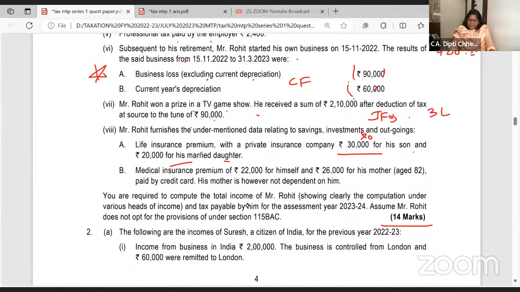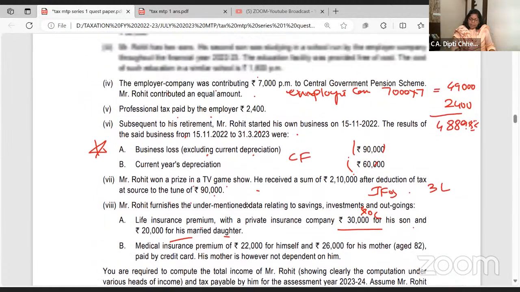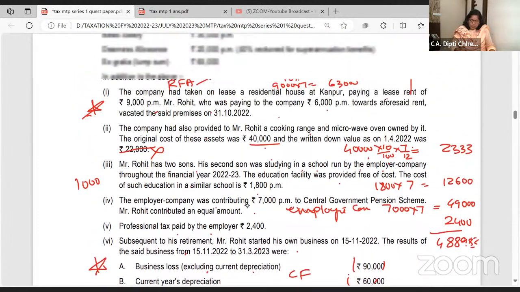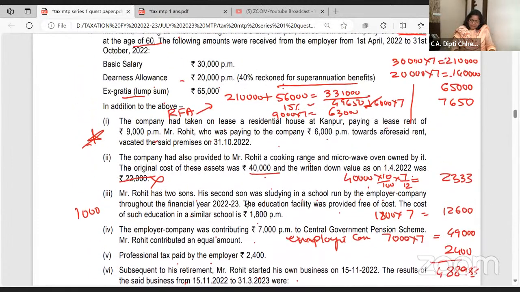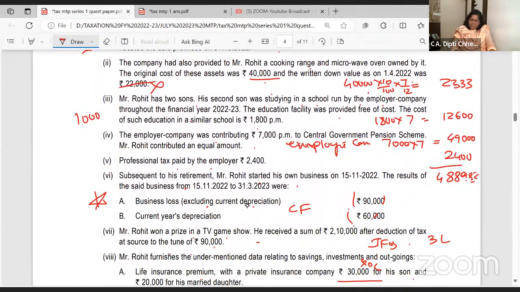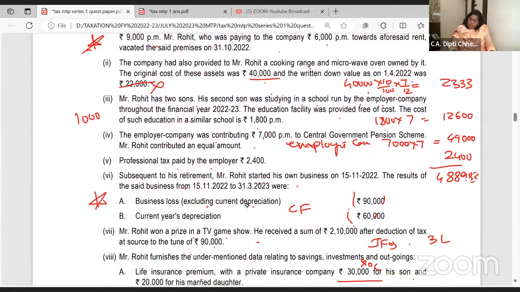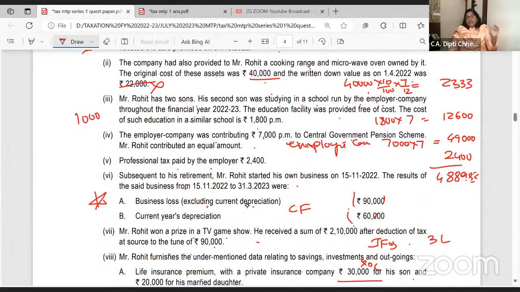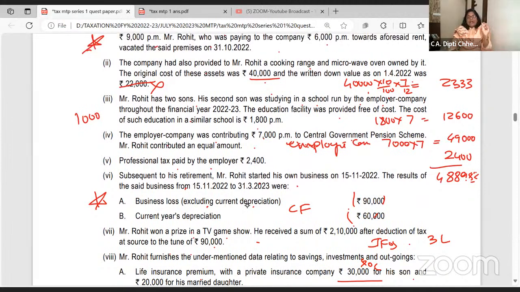Ye dono 80C mein cover hoga, main likh ke bataungi. Pension ka point yaad rakho. How much employer has contributed in the pension? Central government pension scheme 7,000. To pura taxable ho jayega. Aur deduction kitna milega? 10% of basic and DA.